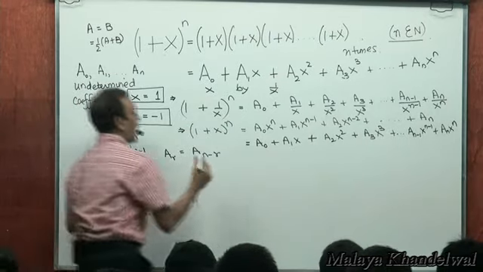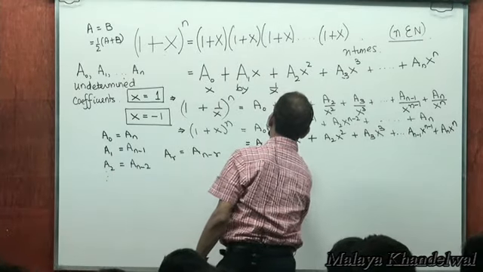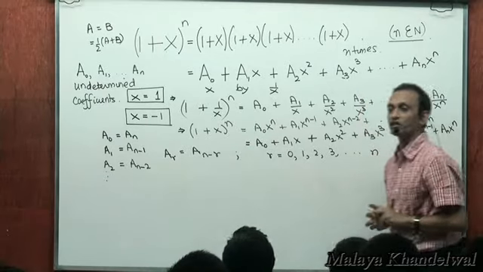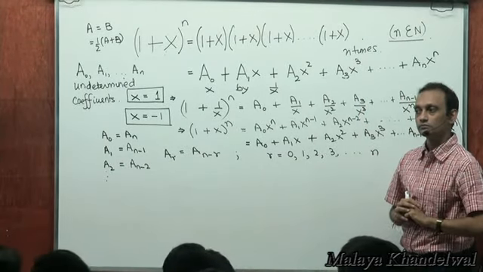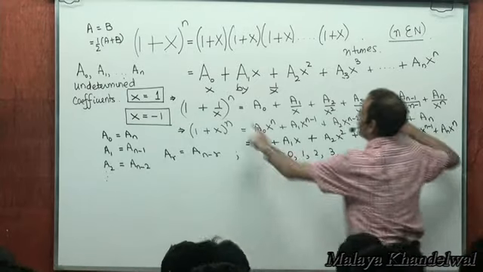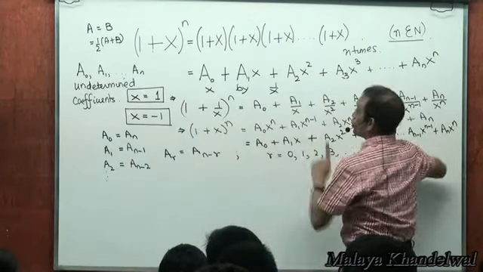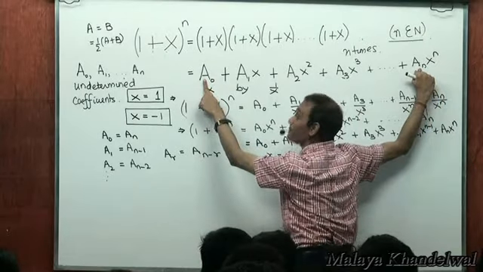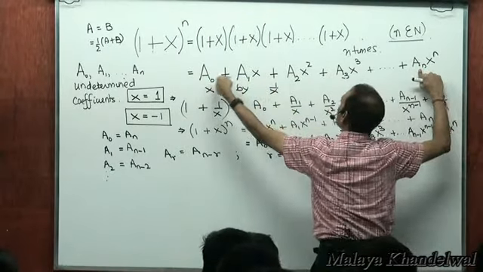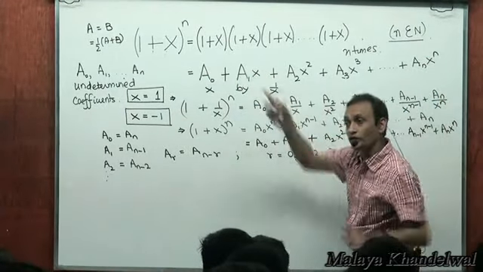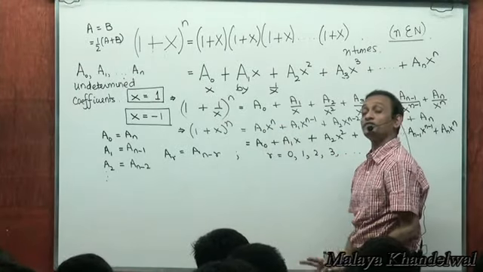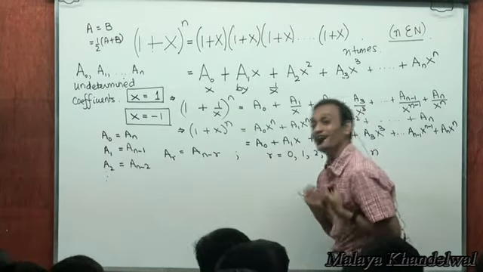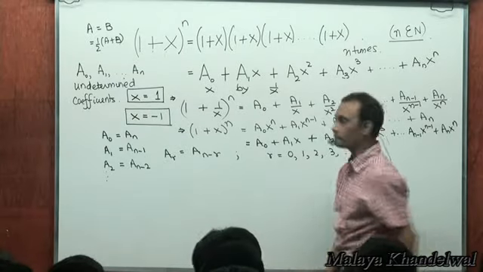Where r can assume values like 0, 1, 2, 3 up to n. These are the permissible values of r. Meaning, if this is the expansion, then the coefficients of terms equidistant from the beginning and end must be the same, provided you are writing in either an ascending order or a descending order. If you are maintaining the same order, then the coefficients of terms equidistant from the beginning and end must be the same. Got me?